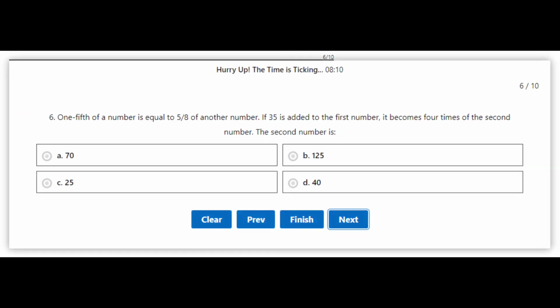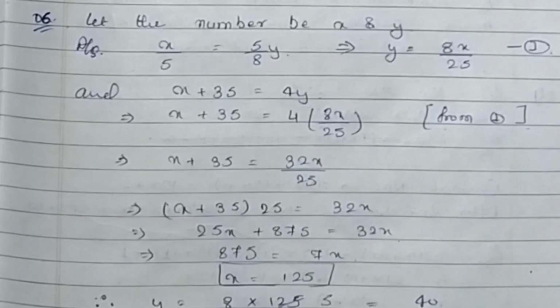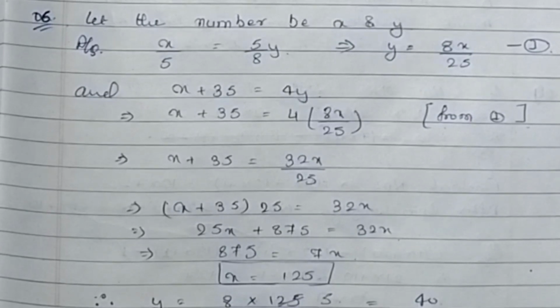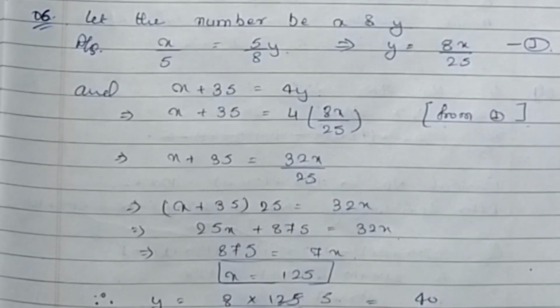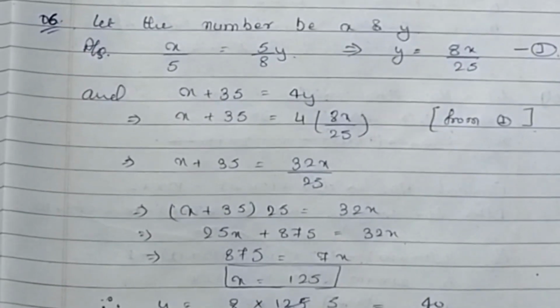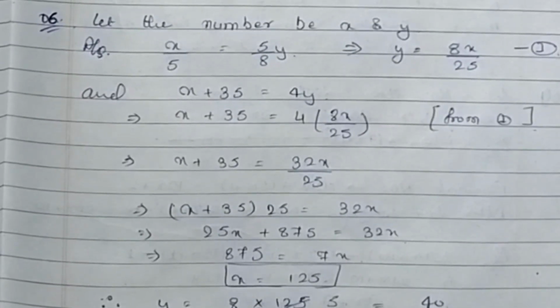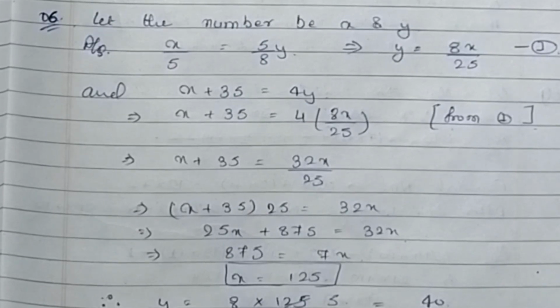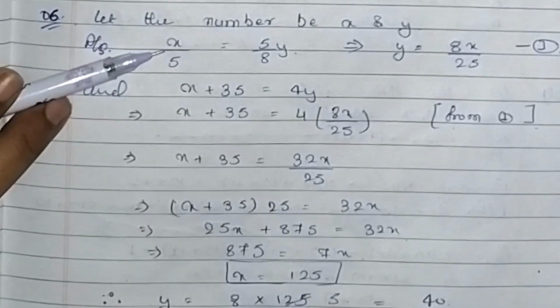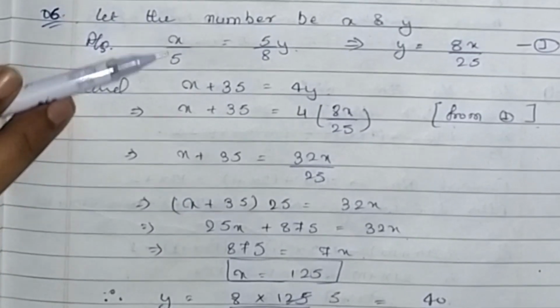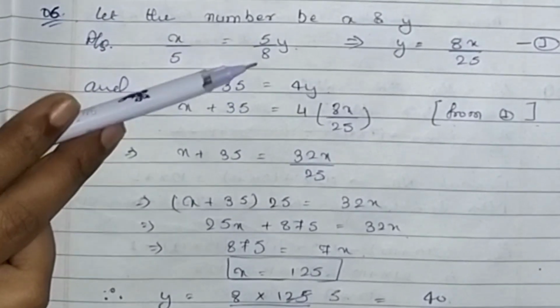Our question number 6 is: 1/5 of a number is equal to 5/8 of another number. If 35 is added to the first number, it becomes 4 times the second number. The second number is? So we will assume our numbers to be x and y. After that, we will work on the conditions given. The first condition is that 1/5 of a number is equal to 5/8 of another number. That means 1/5 multiplied by x is equal to 5/8 of another number, which is y.